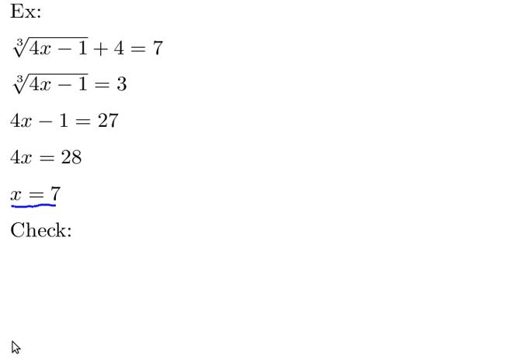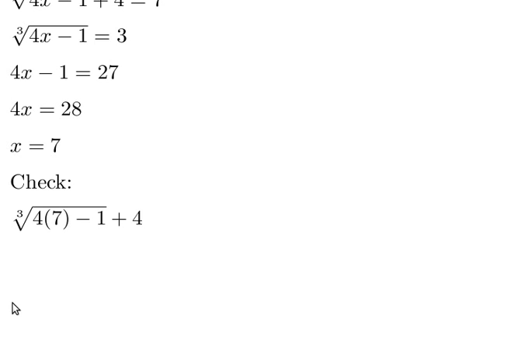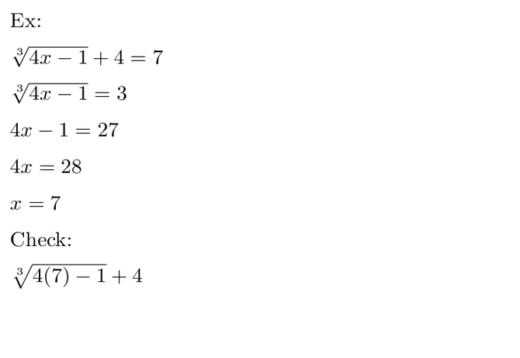So we have cube root of 4 times 7 minus 1. I just put 7 in for x. And we only need to check the left side because the right side is a constant. So we just need the left side to equal 7. And of course this plus, not plus 1, plus 4. And so then we'll go ahead and try this out. 4 times 7 is going to be 28, so we have the cube root of 28 minus 1, still plus 4.